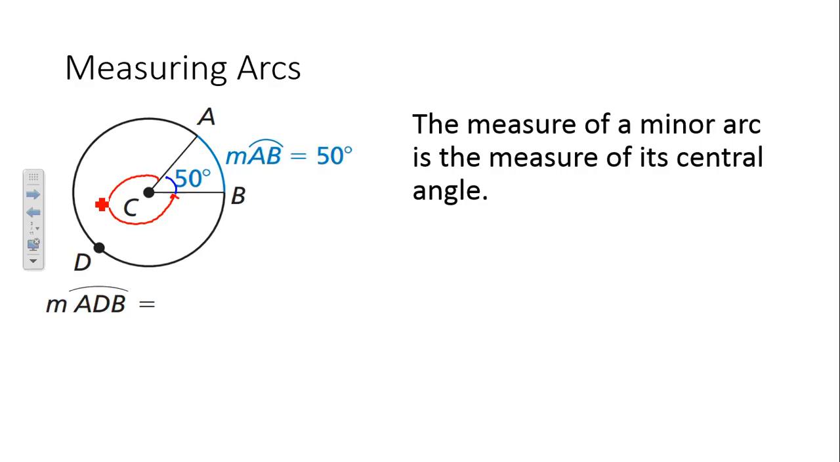So how many degrees are there in a whole circle? 360. So if a minor arc has a measure of 50 degrees and the major arc is the rest of the circle, how much is it? 310. Okay. So the measure of arc ADB is 310 degrees. So the whole circle is 360. We have 50 degrees for the minor arc. That leaves us with 310 degrees for the major arc.